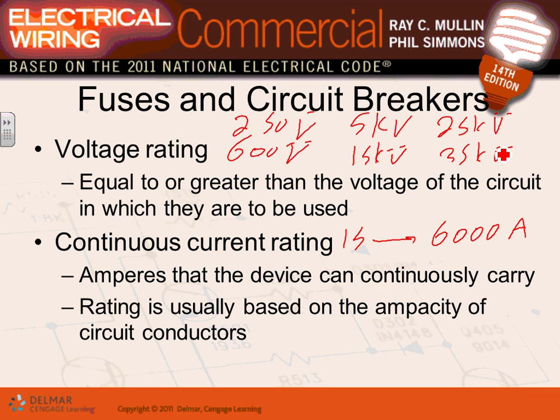What this means, Adam, if your system is 480, you can't use a circuit breaker or fuse rated for 250, right? If your system is 300 amps, you can't use a fuse or a circuit breaker of 400 amps to protect it. So the voltage of the system has to be equal or less than the voltage of the fuse, and the current of the system has to be equal or less than the current of the circuit breaker or the fuse.